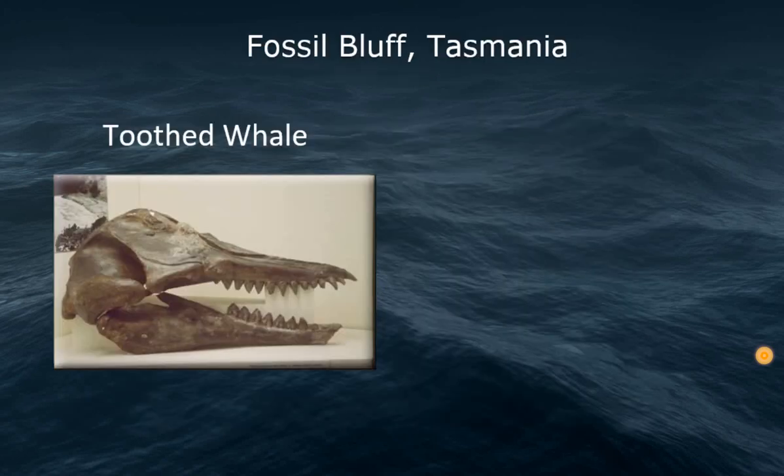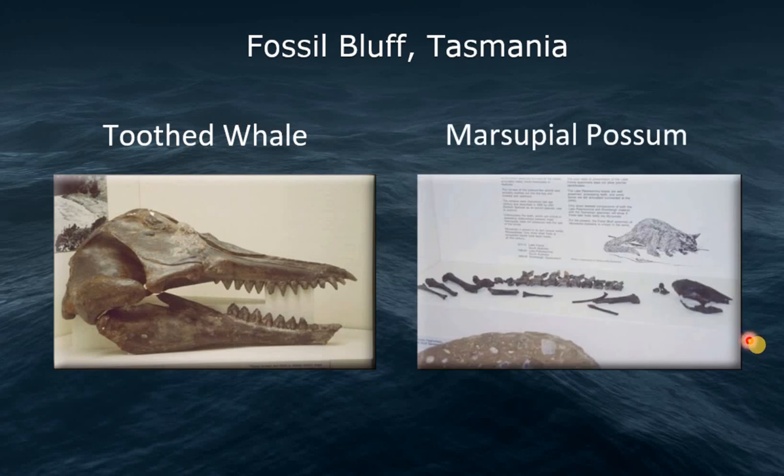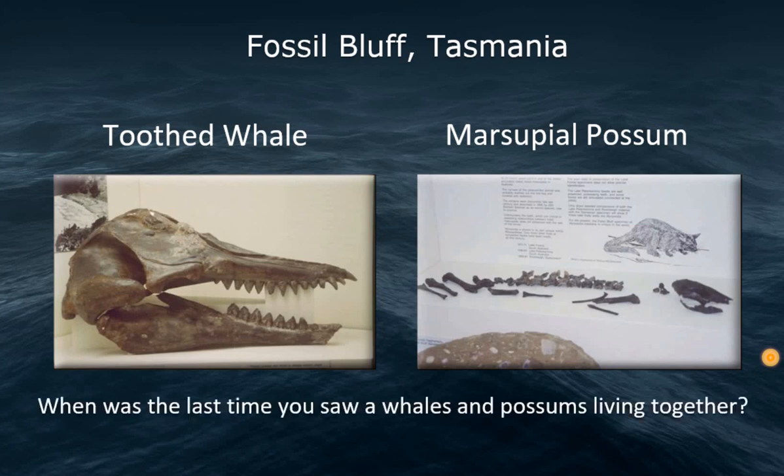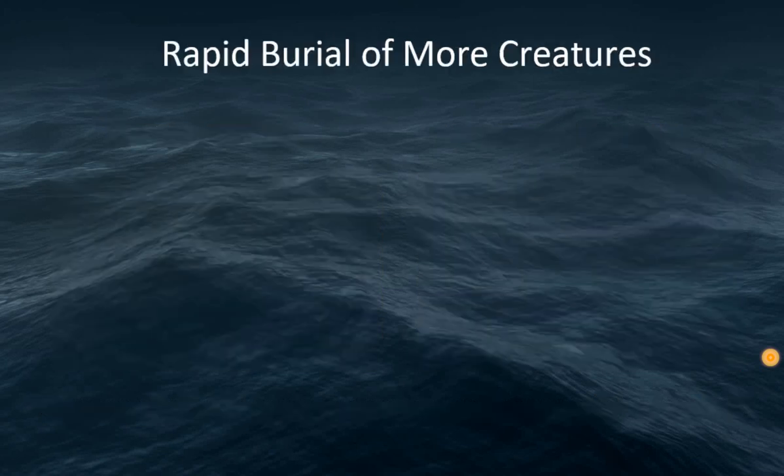Another example is a toothed whale found in the fossil bluff in Tasmania, and it was found in the same fossil graveyard as a marsupial possum. Now, why would a whale who lives out in the ocean be found buried together with a possum who's on the land? Because it was caused by the global flood coming on the land and killing them together and burying them in the sediment, making them fossils. So when's the last time you saw whales and possums living together? You don't. And there's no way to explain it but with a global flood.